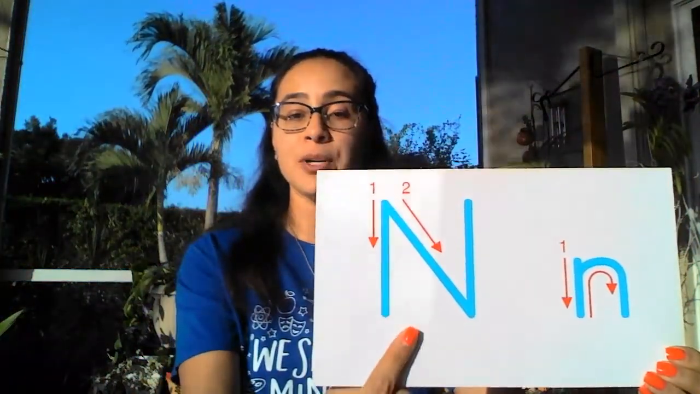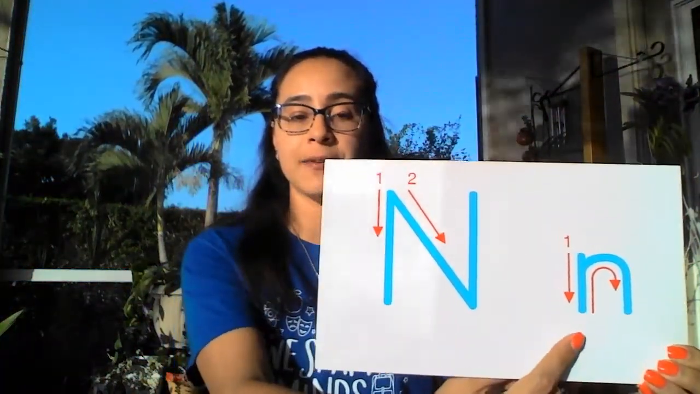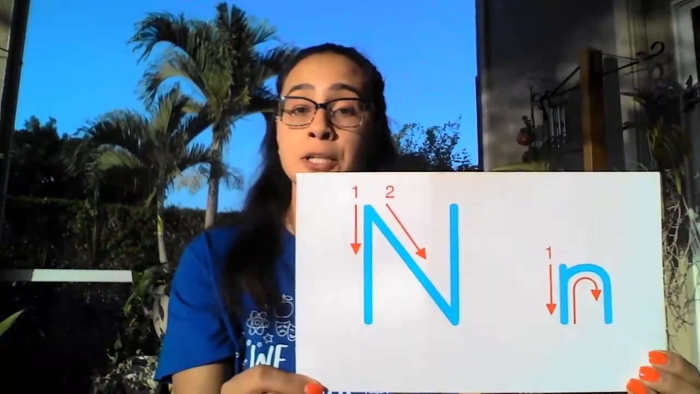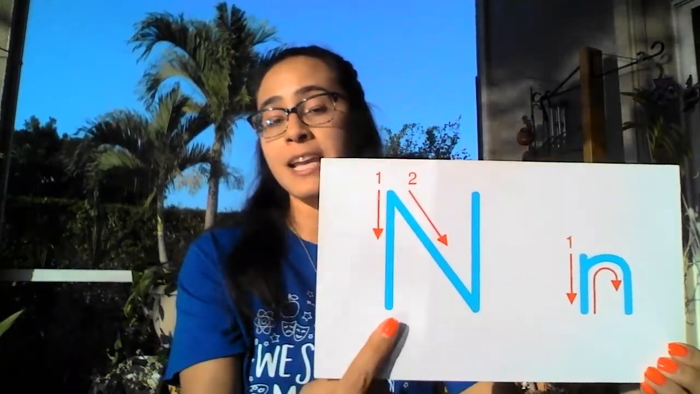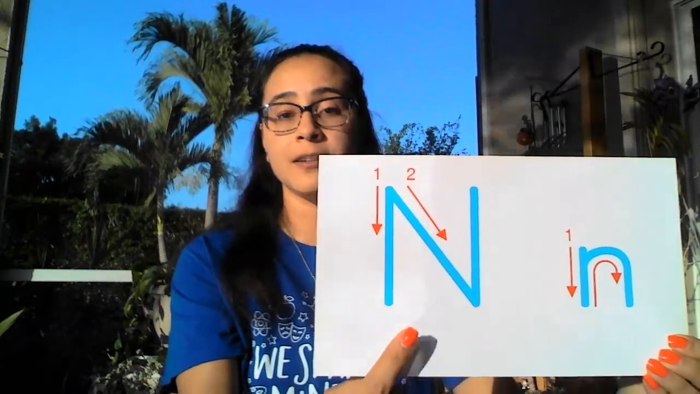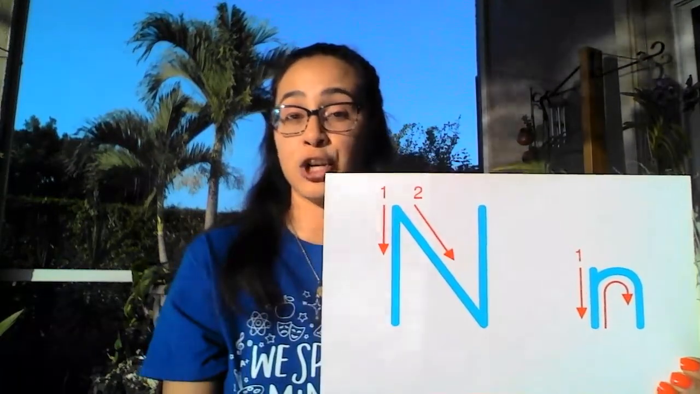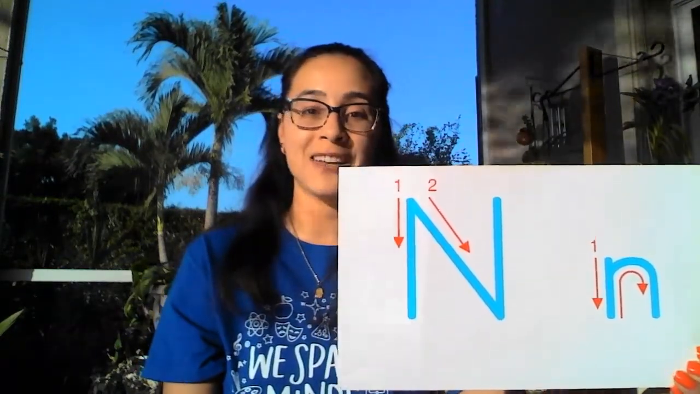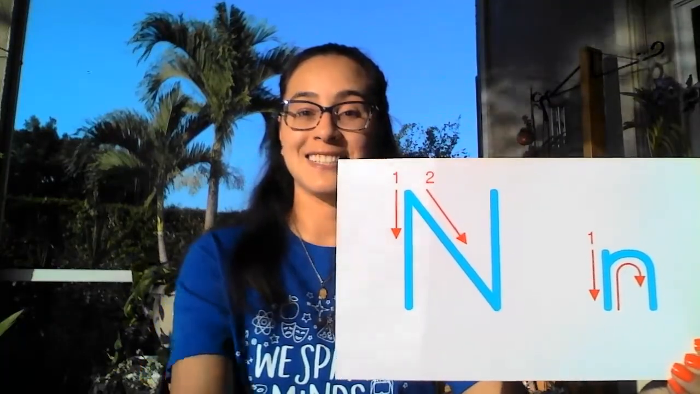Now let's look at what the letter N looks like. This is uppercase and lowercase n. Again, similar to the letter M, uppercase N has lots of straight lines, and lowercase n has a curvy line. Let's go ahead and figure out how we write the letter N.